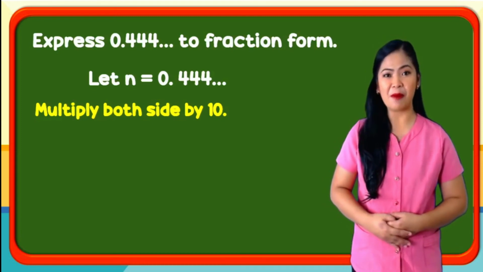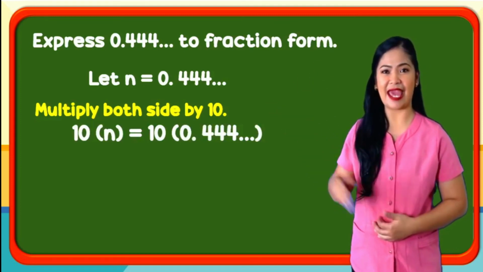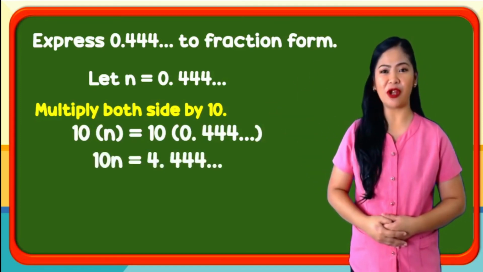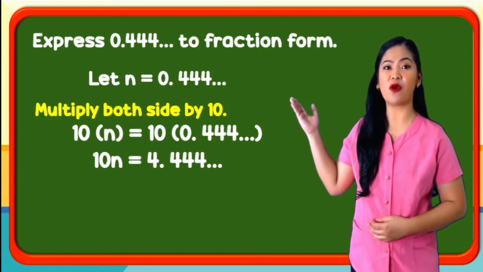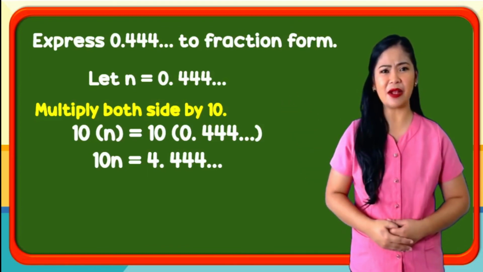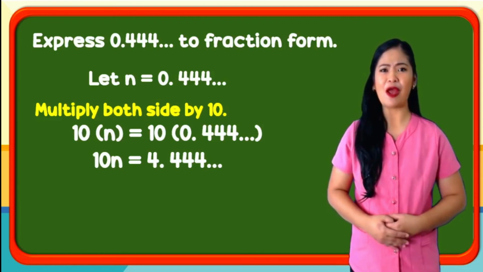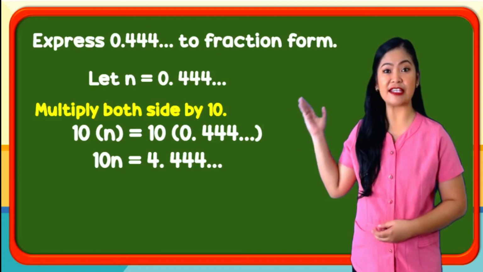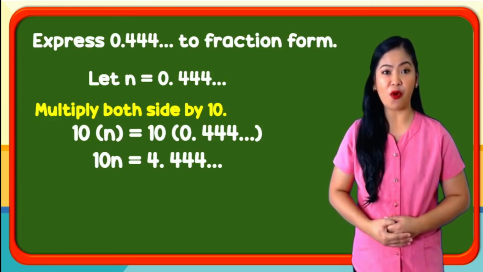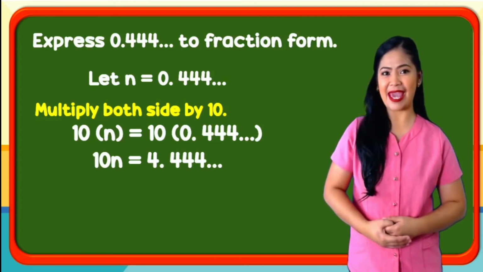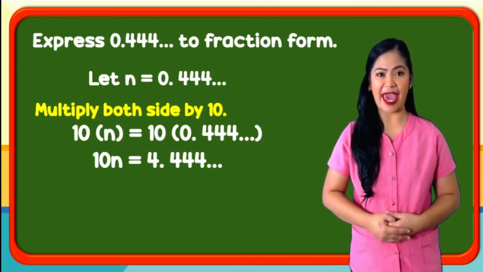So, multiplying both sides by 10, we will have n times 10 is 10n, and 0.444 repeating times 10 is 4.444 repeating. Still, we have the repeating decimal 4.444. But 4.444 repeating is just the same as 4 plus 0.444, right? And 0.444 repeating is actually equal to n.